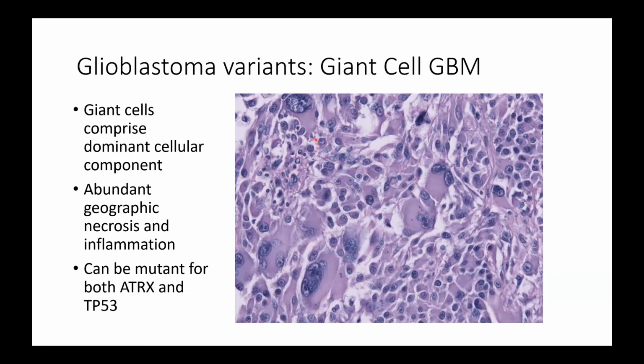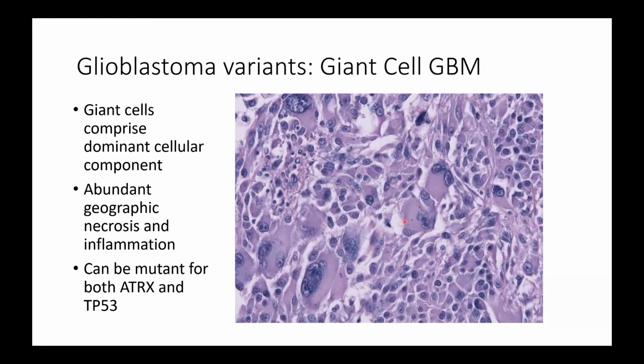So the giant cell variant, just as the name suggests, is really composed predominantly of giant cells, some of which can be extremely large, hundreds and hundreds of microns across. Most of these tumors will also show abundant geographic necrosis. Inflammation can be fairly prominent in some examples.